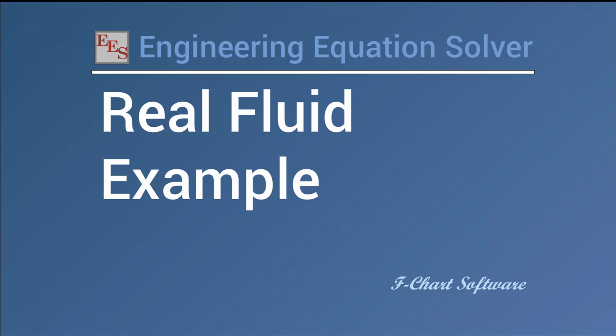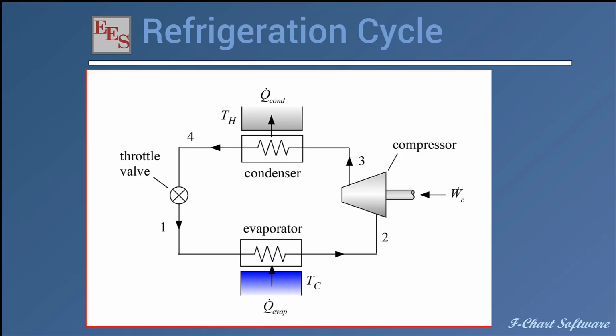So in the last couple of videos, we talked about setting the unit system and accessing properties for real fluids inside of EES. And in this video, we're just going to do a real simple example that shows how to use these properties to solve an engineering problem. So our problem is shown here.